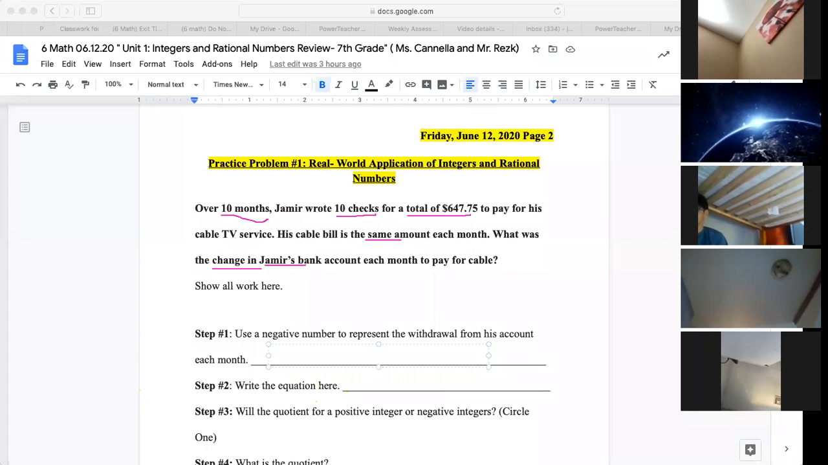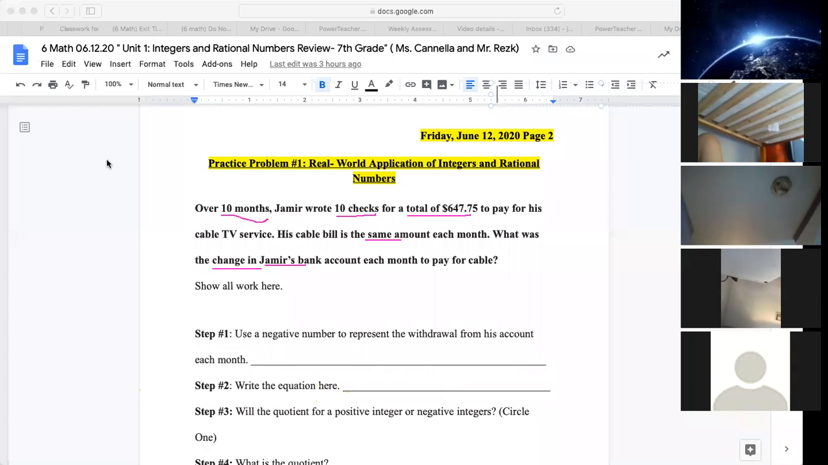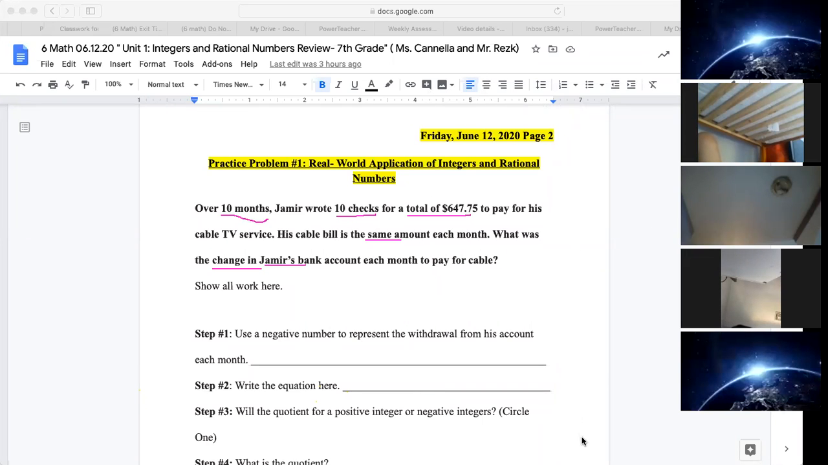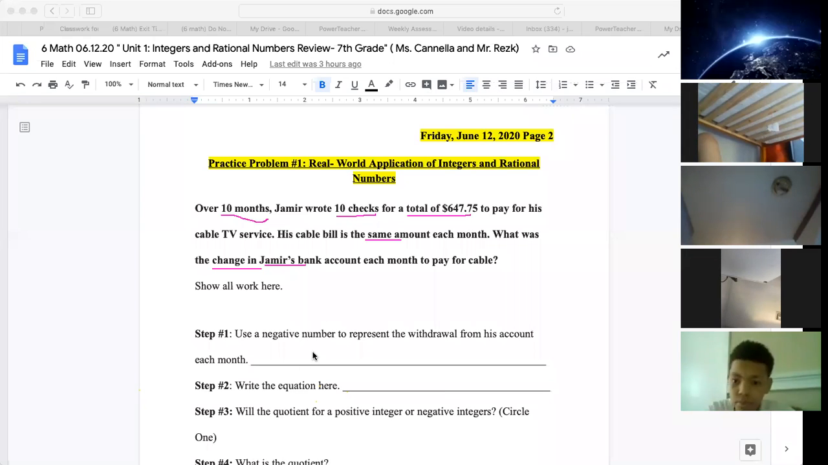So if there's a total of 10 checks, how much money is that, Kayeja? Negative. So on step 1, we're going to write negative $647.75. So please write that down. Demelisa, negative $647.75. We're on page 2 if you just walked in.